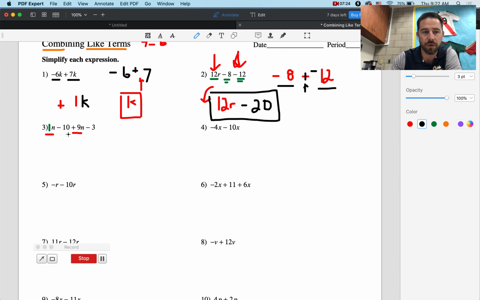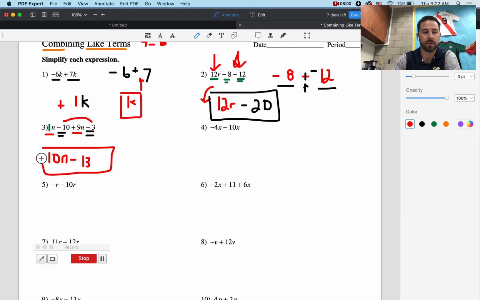Okay, now we can go over here and we can give this guy a double underline and we can give this guy a double underline. So watch what's going to happen here. Let's look at our n's. We have +1n and we have +9n. Well, +1 and +9 means +10n. Okay, now let's look at these guys over here in black. I have a -10, I owe 10, and I owe 3. If you owe 10 and you owe 3, you owe 13. And that is your answer there for number 3, combining like terms.